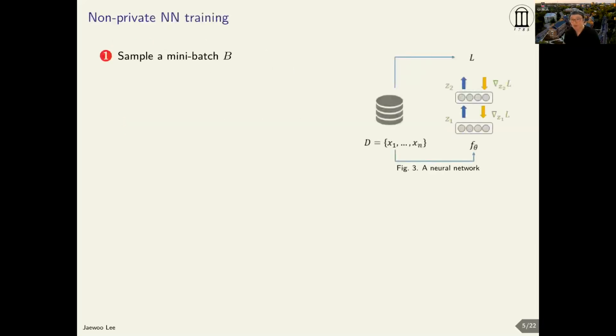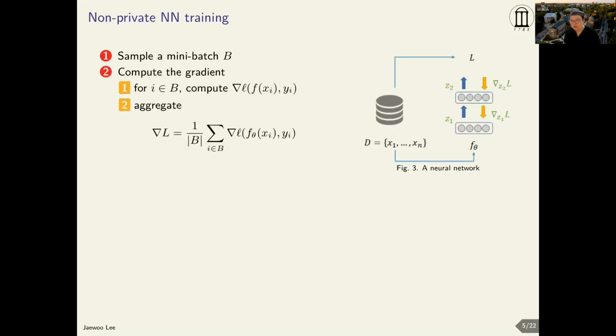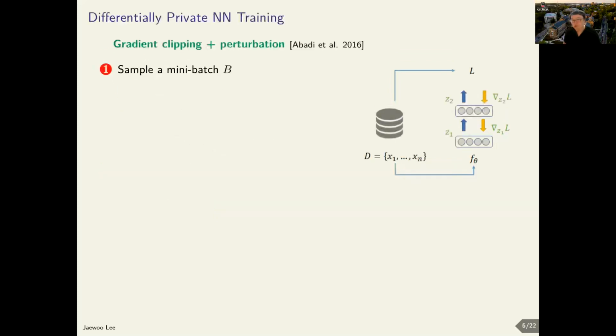Okay, so we are going to look at the details of neural network training steps. First, we sample a mini batch of size B from the input data set. For each example in the mini batch, we compute the per example gradient, and we take the summation or average to obtain an aggregate gradient. Once we have this aggregate gradient, then using this gradient descent update equation, we can update the parameter of our neural network.